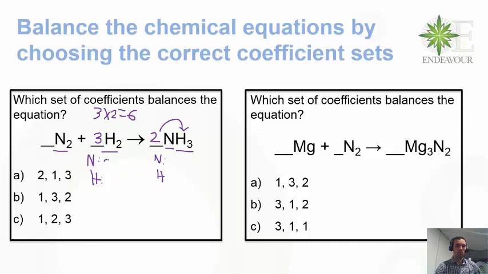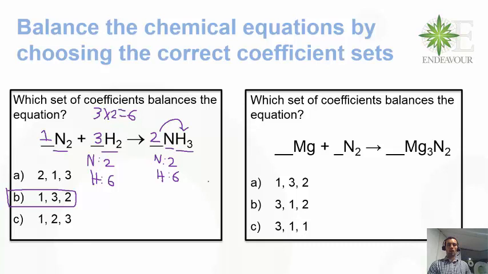So nitrogen, there's 2 there. For hydrogen, we've got 3 times 2, which is 6. And for the ammonia molecule on the right-hand side here, we've got 2 times 1 nitrogen atom, which gives us 2. And for the hydrogens, it's 2 times 3, which gives us 6. So that is a match. So that corresponds to option B here, where the first coefficient we would insert would be a 1. We don't usually draw the 1, but in this case we're showing it. And then the second one is a 3, and then the third coefficient is a 2.